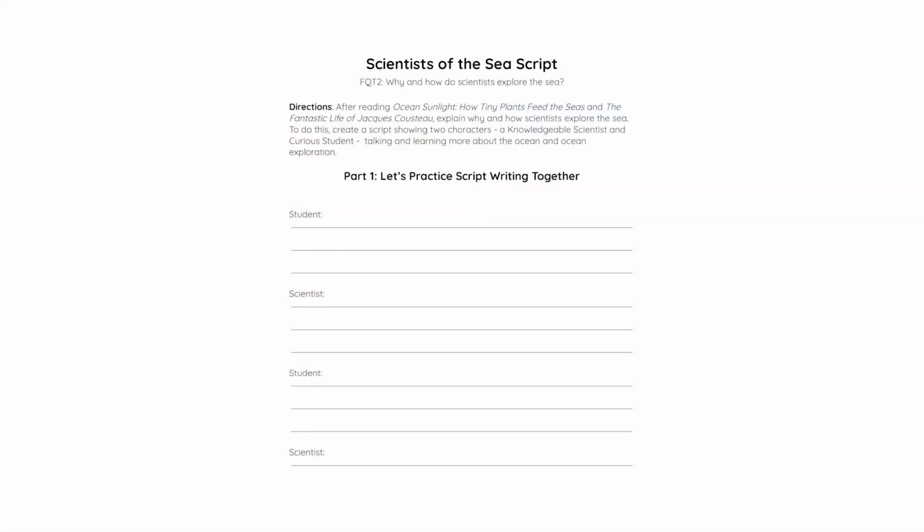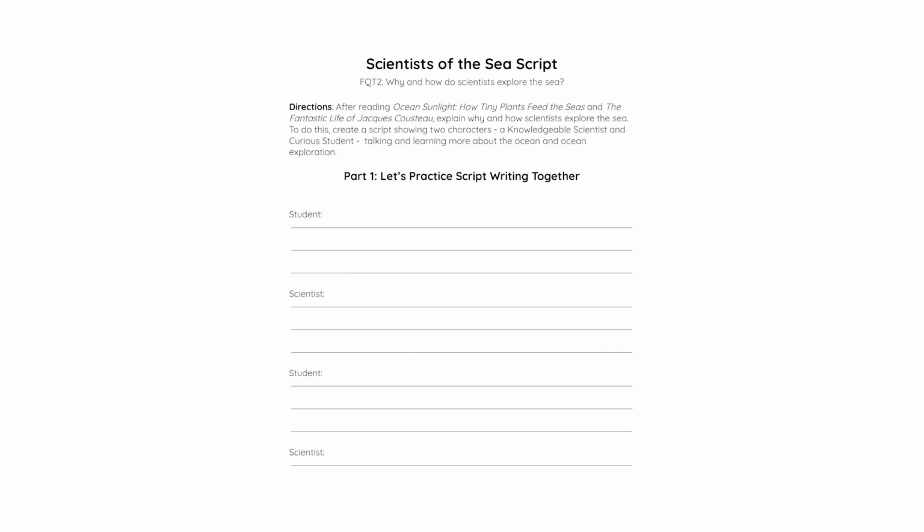Remember, we will get our information to write our scripts from the 2 texts we have been studying in class: Ocean Sunlight, How Tiny Plants Feed the Seas, and The Fantastic Undersea Life of Jacques Cousteau. Before your students dive into writing a script independently, practice as a class how to turn the content in your texts into a dialogue between 2 characters using part 1 of the graphic organizer titled, Let's Practice Script Writing Together.